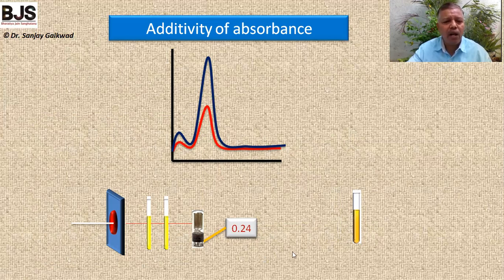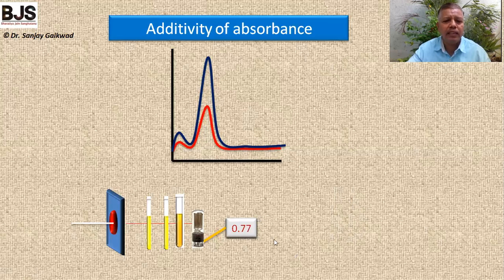Now, when we add a higher concentrated solution, we observe a change in absorbance. The absorbance increases, and therefore we graph the intensity of absorbance. At different higher concentrations, we observe an increase in the peak height. That is, the absorbance gets increased.